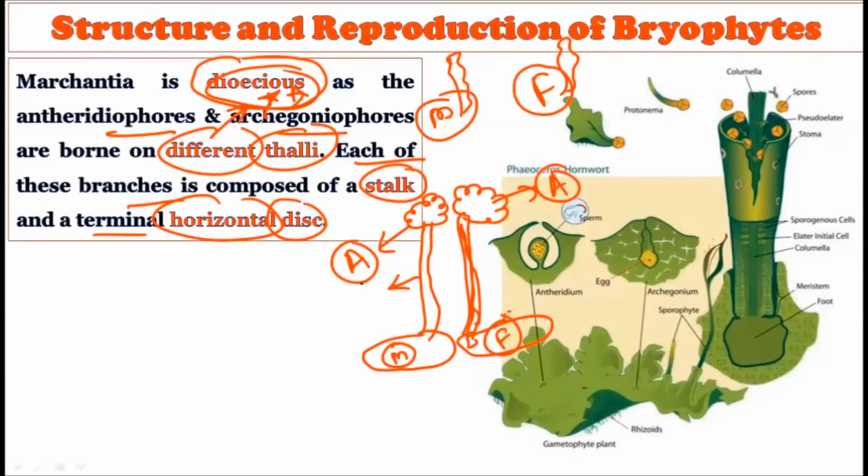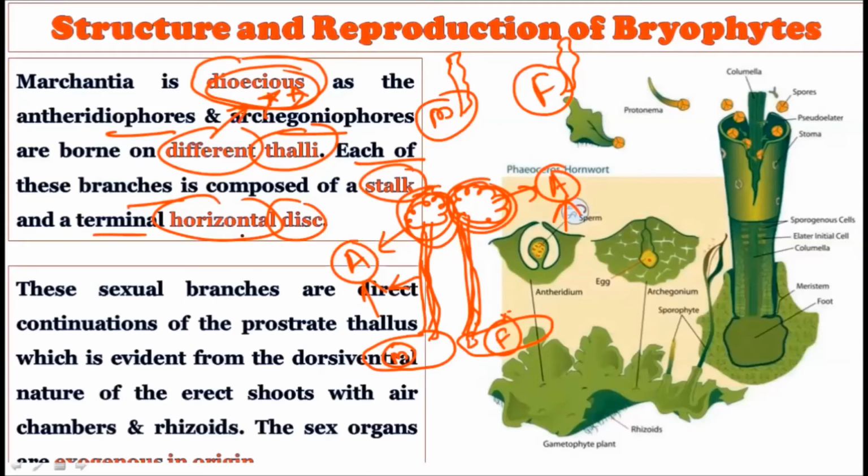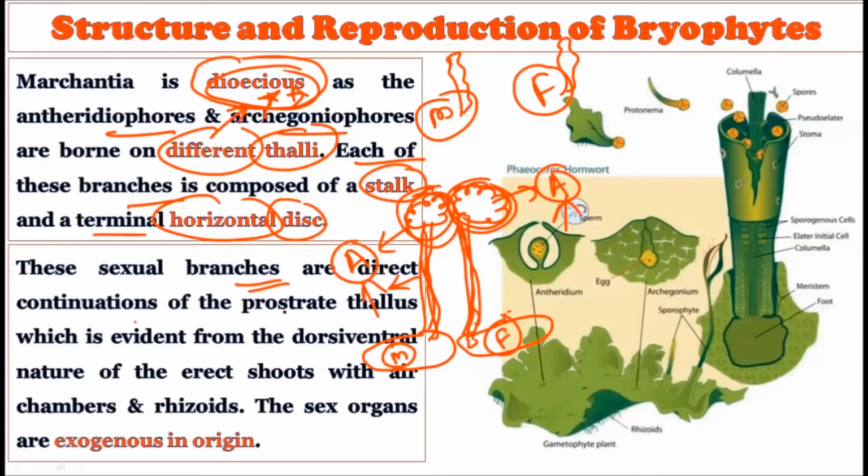What is structurally common between antheridiophore and archegoniophore? That the antheridiophore and archegoniophore both form stalks and an apical disc-like structure. Okay. Now consider, the sexual branches are a direct continuation of the prostrate thallus. Of course, whatever the prostrate thallus is there, it is a direct continuation of this thallus, an upright continuation. So this thallus is prostrate, and this prostrate thallus shows upward continuation like this, and it forms a stalk, and finally it forms the disc.